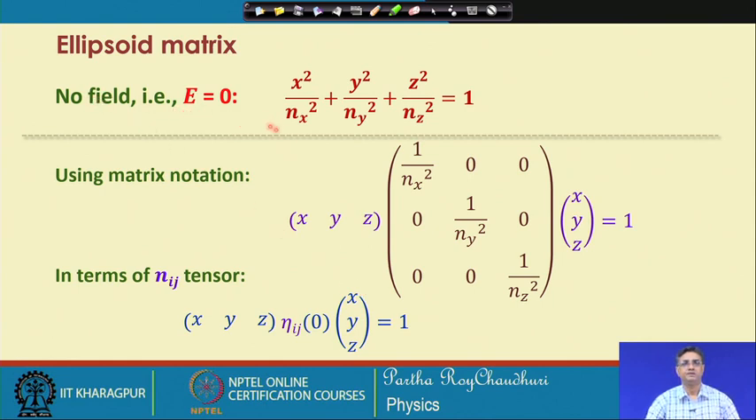Now, let us take an example. If we do not have any external field, that is E equal to 0, we write the index ellipsoid equation in this form, and using the matrix notation we can write this equation like this: x y z, then the ellipsoid matrix, then the column vector x y z, equal to 1, and in terms of the eta i j tensor we can write this equation in this form.